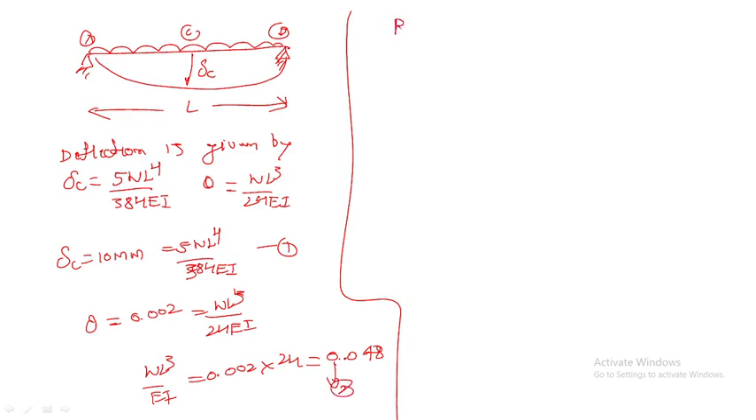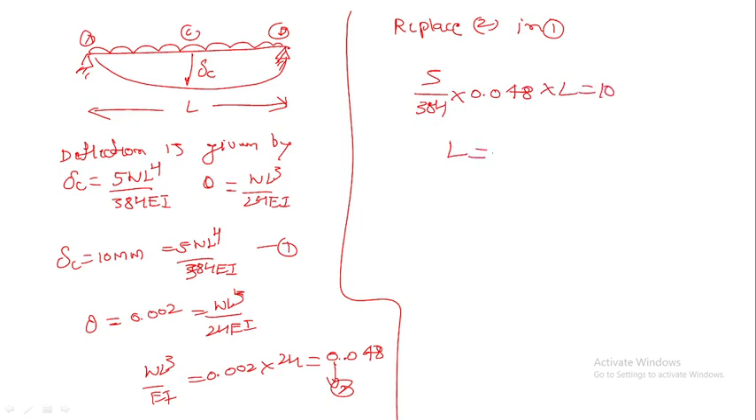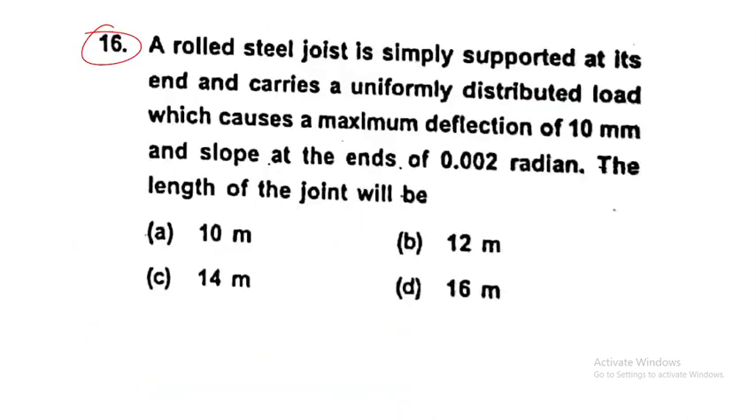Now replace equation 2 in 1. So that is 5 by 384 into 0.048, into L, into 10. So L is equal to how much? 16,000 mm. That is 16 meters. Okay, so the answer for this question is 16 meters.